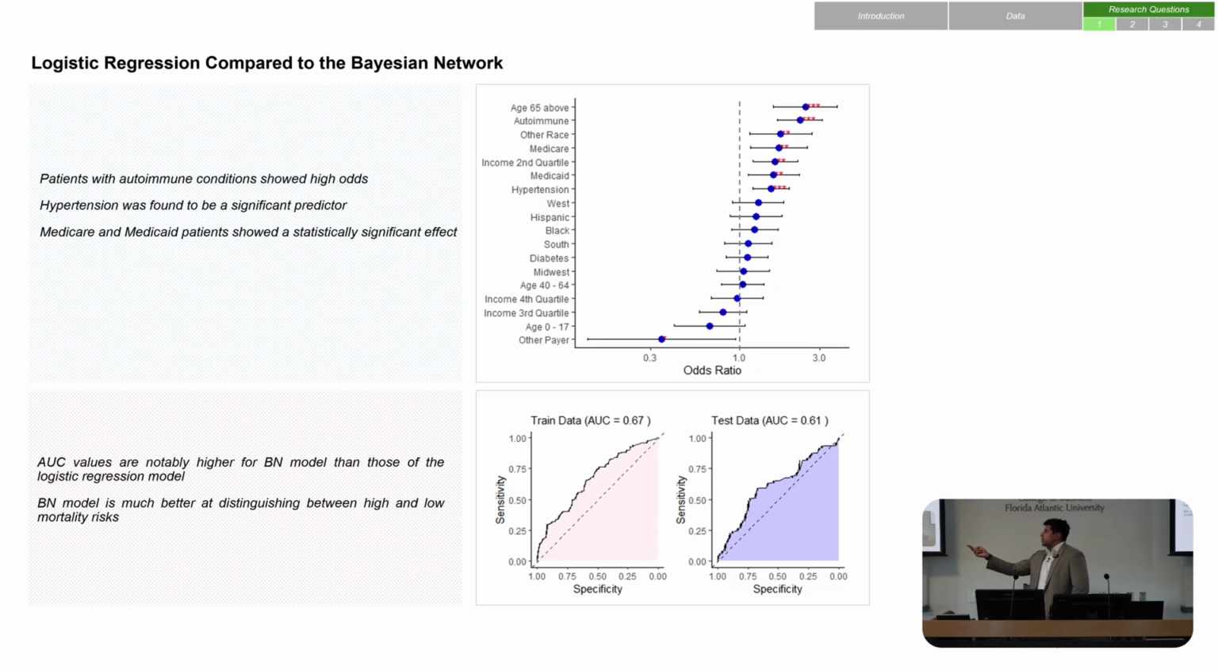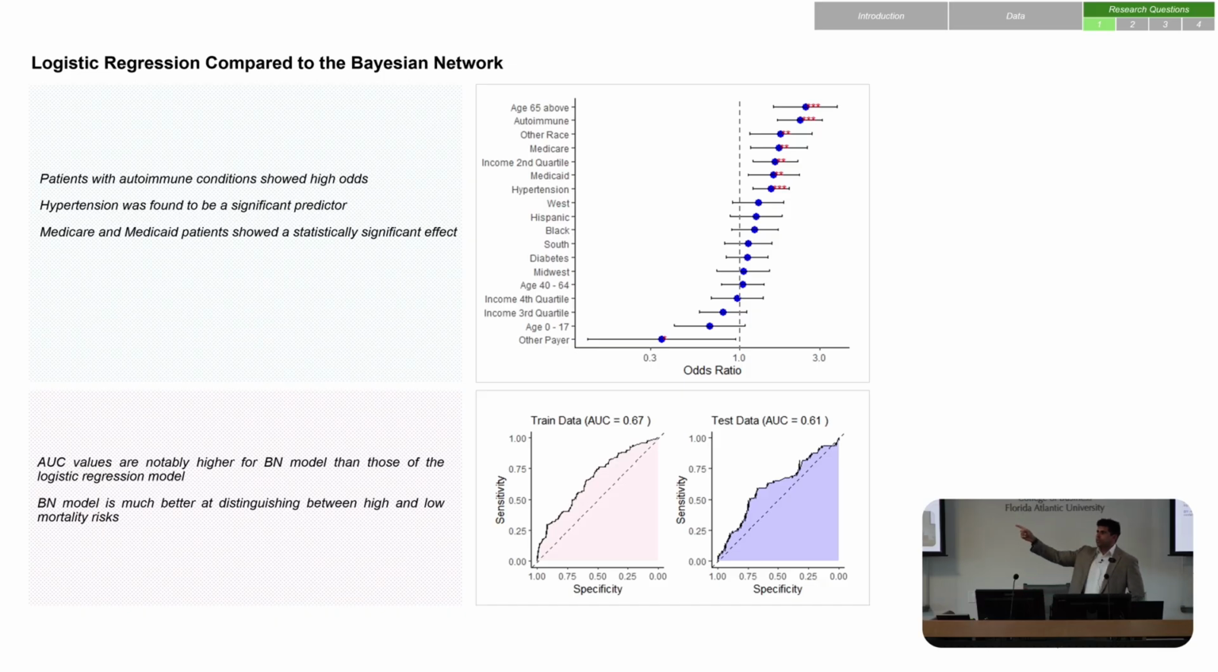The other thing is the logistic regression performance in terms of area under the curve is not as good as the Bayesian network. If you look at it, on the training data it's 0.67, on the testing data it's 0.61. So it doesn't perform as well as the Bayesian network. But that doesn't really mean that the Bayesian network method is better than the logistic regression in any way.